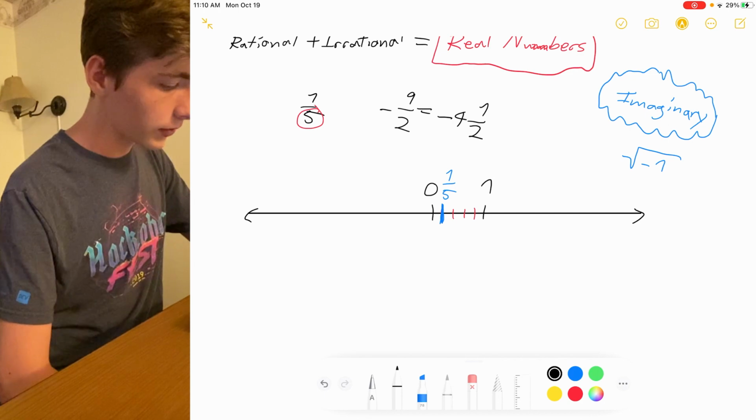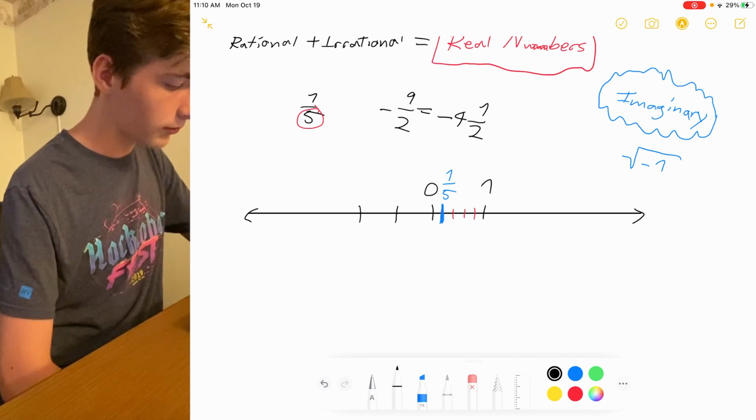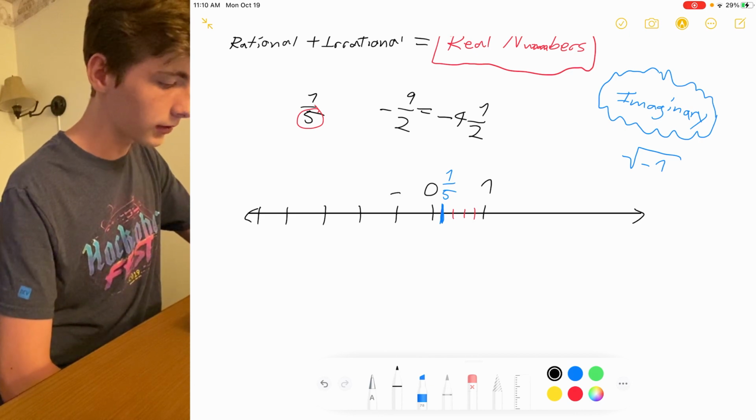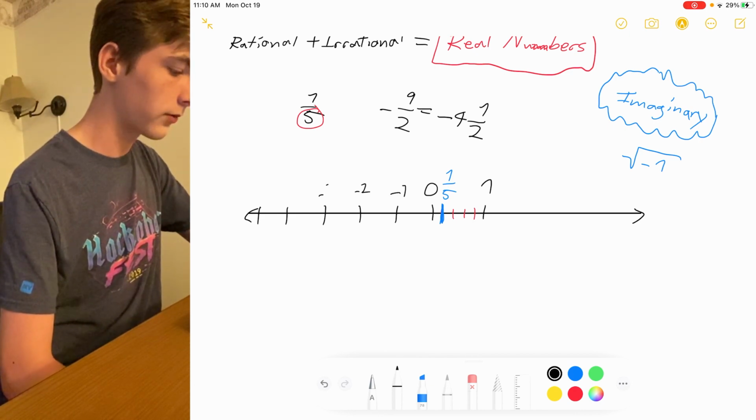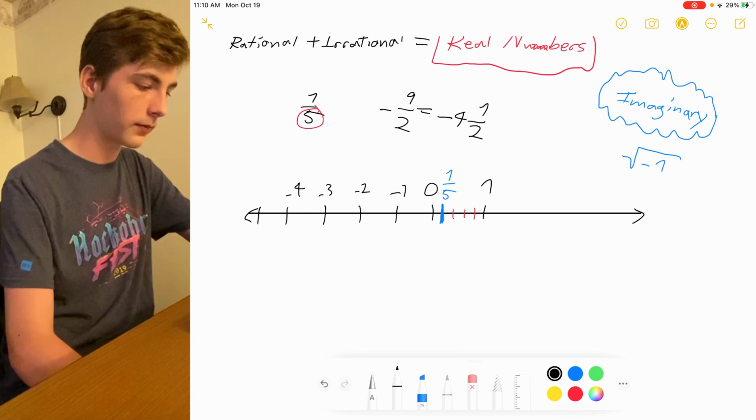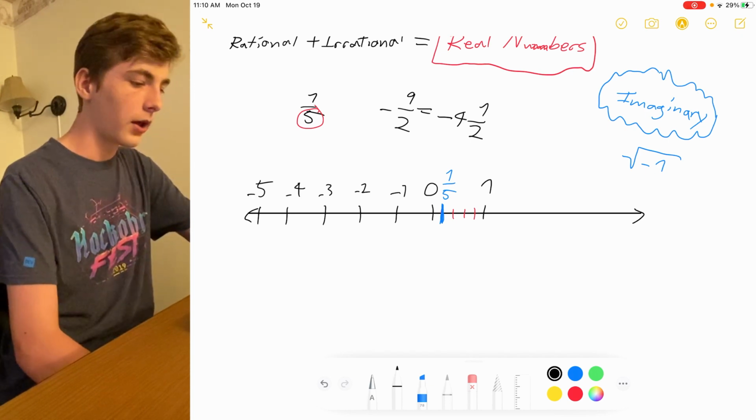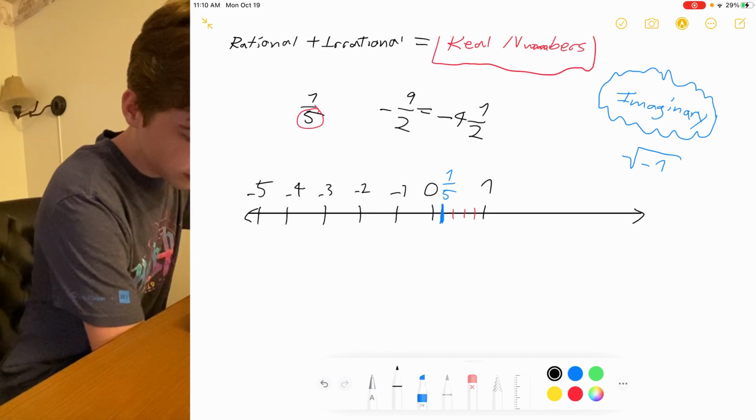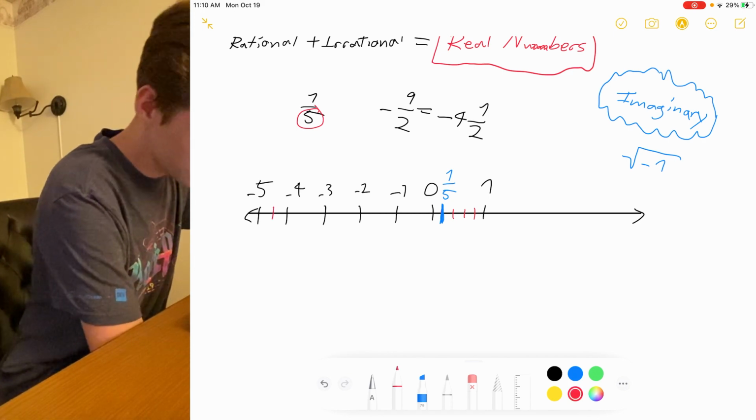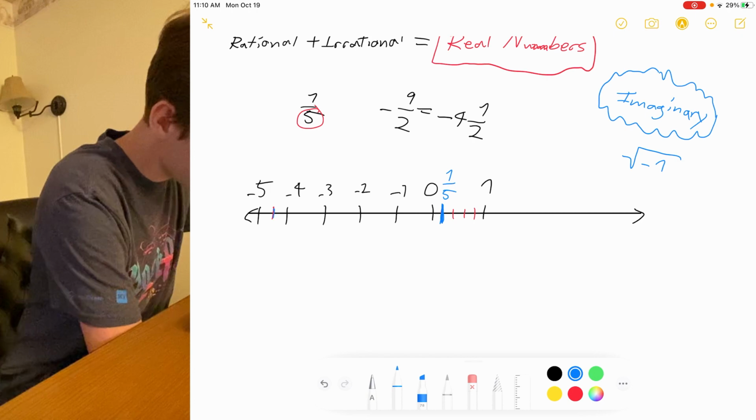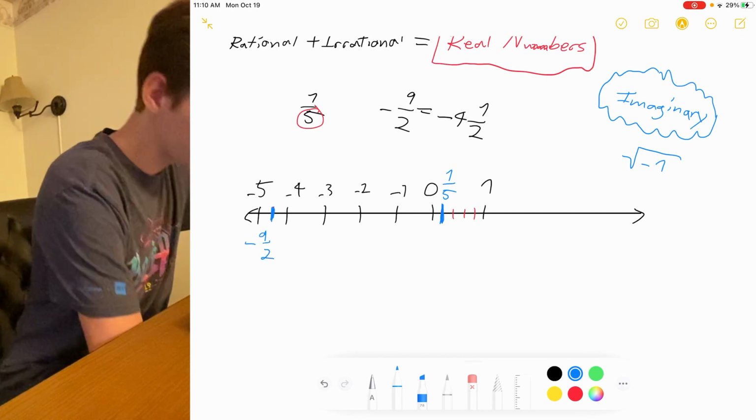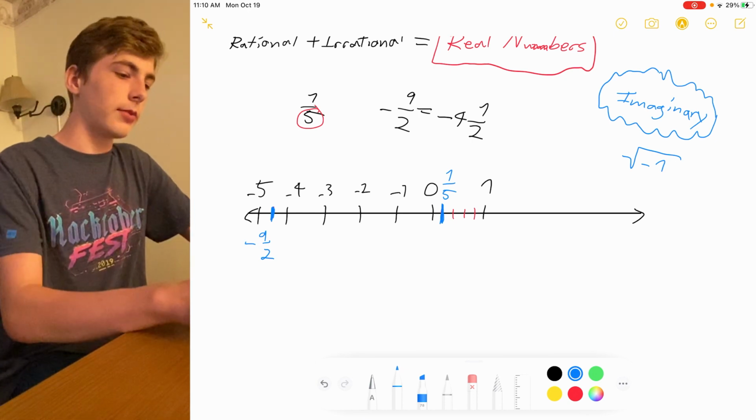So then what we're going to do is start by going the number of places of the whole number, right? So -1, -2, -3, -4. So we start with -4. -5 is out here. Then we're going to go 1/2 of the distance. So if we split that distance between -4 and -5 into 2, we're going to go 1/2, which happens to be right there. And that's where -9/2 is going to be. So fractions aren't too bad.